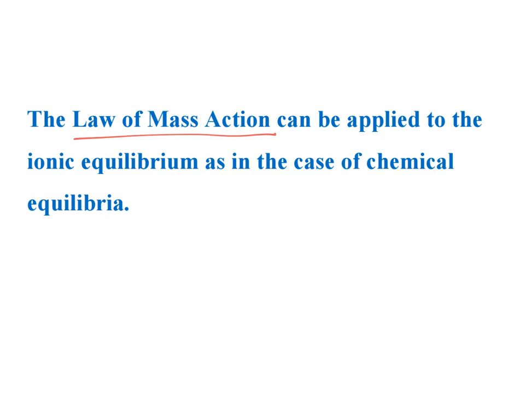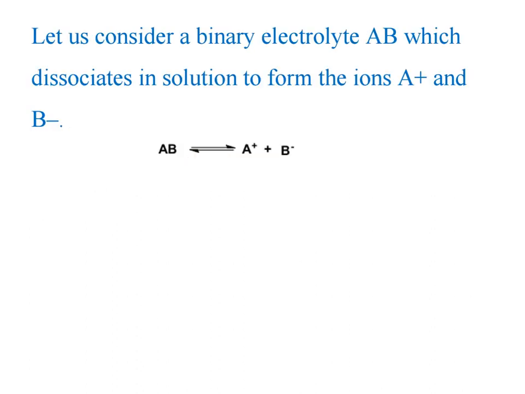Let's take a general example. Let's consider an electrolyte AB which dissociates in solution to form ions A plus and B minus. I have represented it here: AB is dissociated into A plus and B minus. Now how can we write an ionization constant? By applying the law of chemical equilibrium.